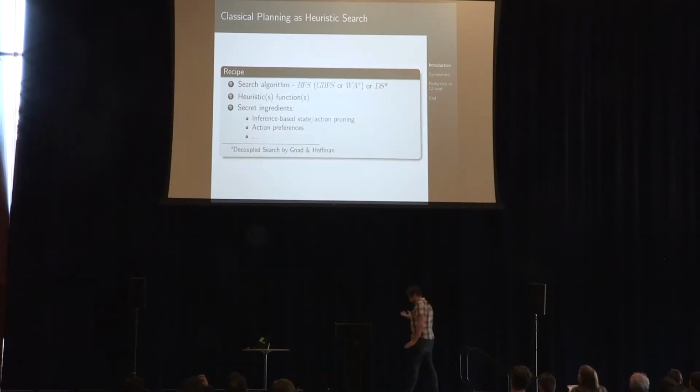So how would you do that? I assume that you pick your favorite forward search algorithm. If you want to pick another algorithm, I don't know why you would, so let's stick to forward search. Pick a heuristic and pick some secret ingredients to improve your search, because a heuristic alone probably won't help you win the IPC, if you really want to win the IPC.